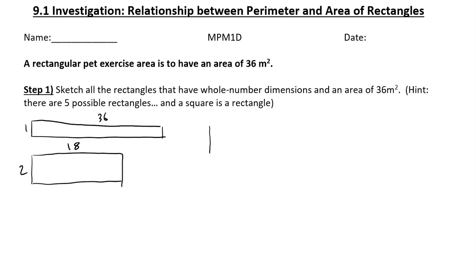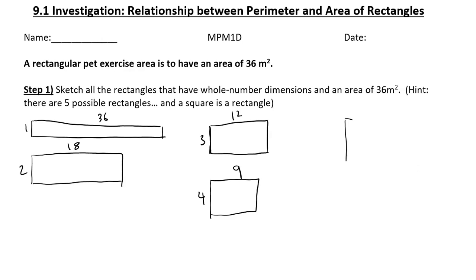So if I do 3, then I'd have to have 12 on this side. 3 times 12 would also give me 36. If I keep going, then I know this isn't to scale, but it would be 4 on this side. 4 times 9 would also give me an area of 36. And then we said a square can also be a rectangle. We could make a square that has 6 by 6.